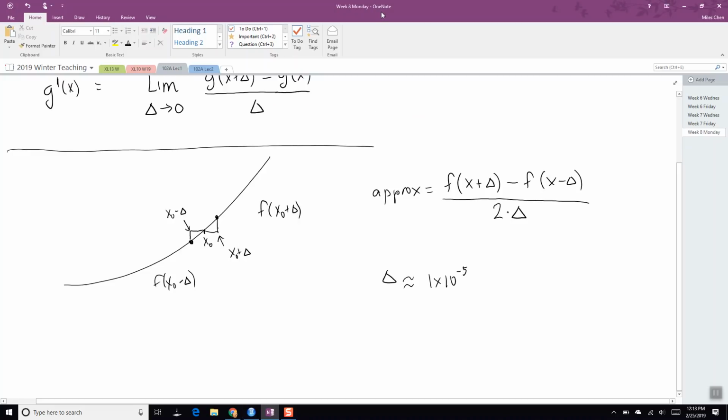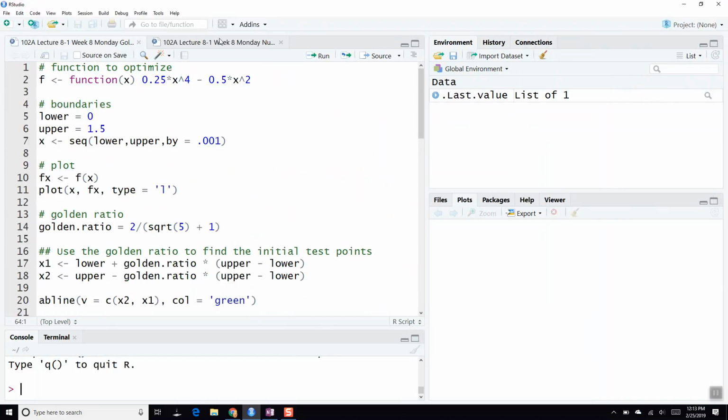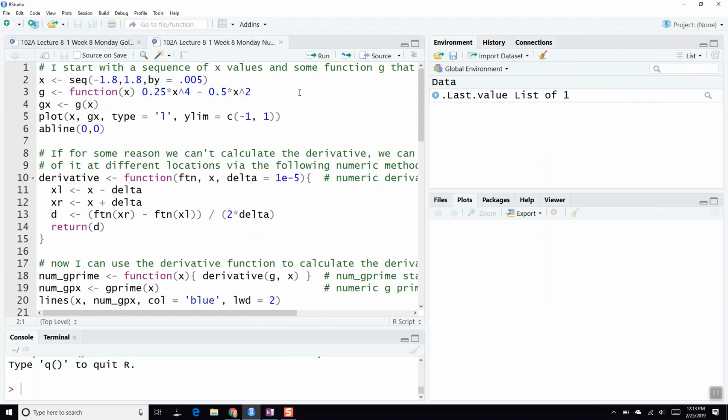numeric derivative, okay? So this will be an approximation, but pretty good, okay? So this is the numeric approximation of the derivative. Oops, okay, hang on. Something's going crazy here. Okay, so are you guys able to see this?